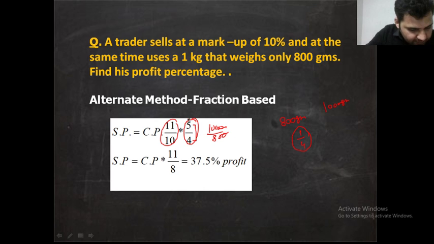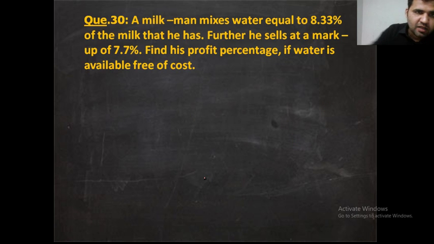That's it. So you can also do it like this. The final multiplying factor you will get would be 11 by 8. Now what's the meaning of 11 by 8? That selling price is 11 by 8 of the cost price. That means it is 3 by 8 more than cost price. So the profit percentage would be 37.5%. Got it? Next question. Question number 30.